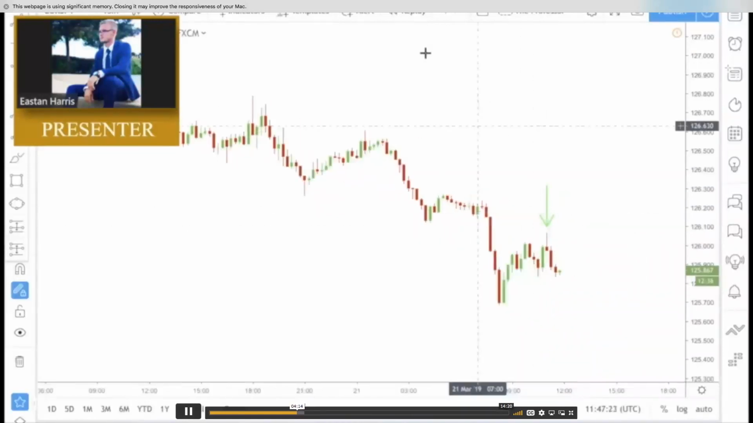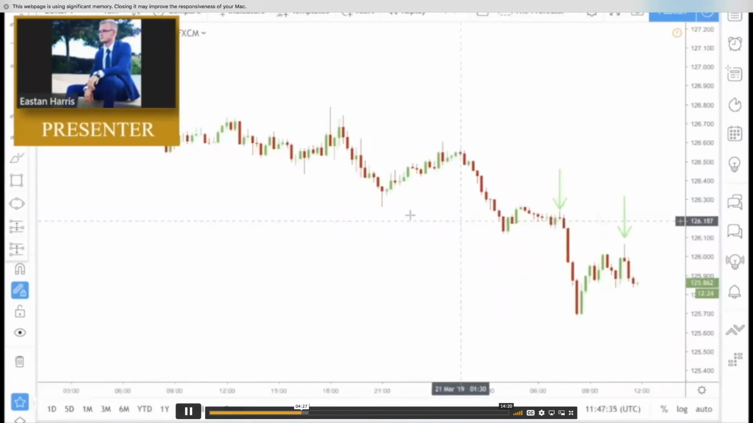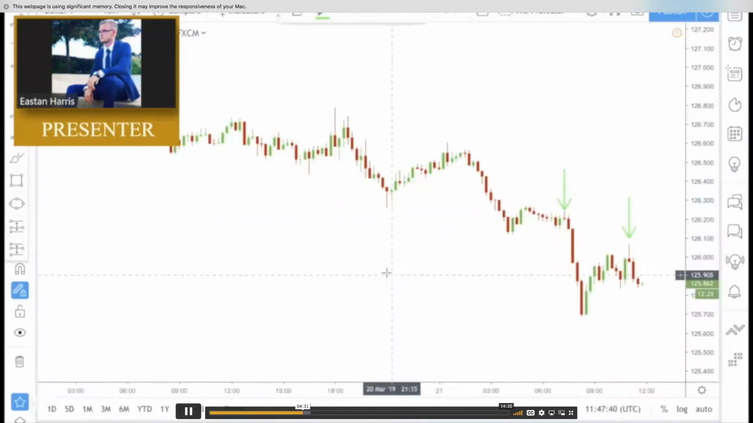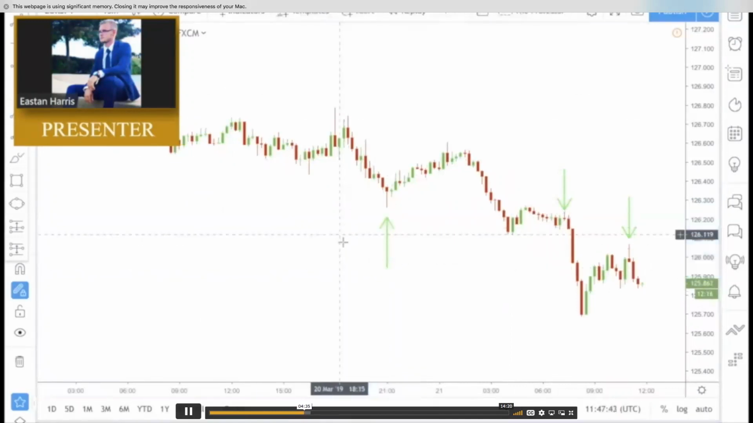Right here, we've got a smaller one. Right here, we got a little exhaustion here. Price fell to the downside after printing one of those. Right here, we have one that's going to the upside. Another exhaustion candle. Right there. Price rejects up. Price continues to the upside afterwards.